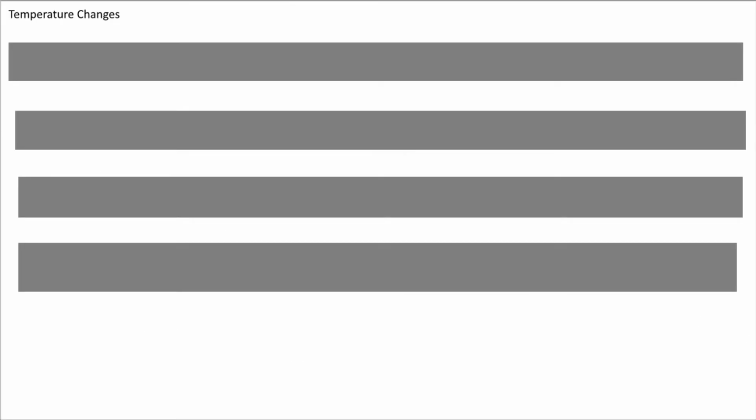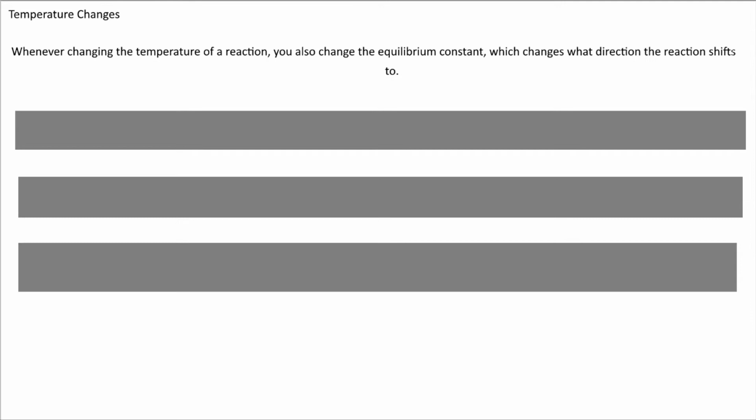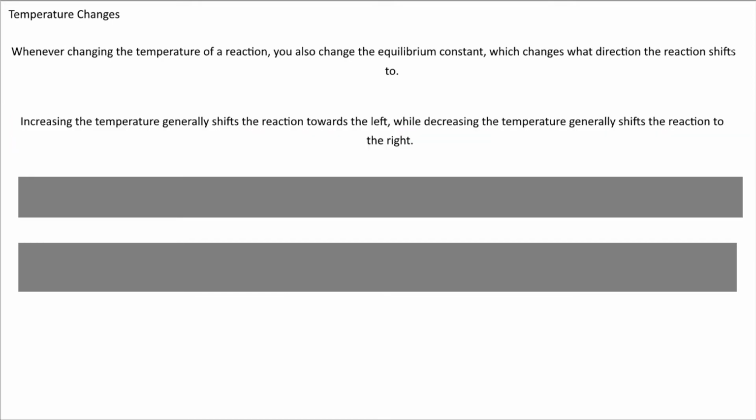And now finally, the last thing about today's lecture is temperature changes and how temperature impacts an equilibrium reaction. So whenever you're changing the temperature of a reaction, you're also changing the equilibrium constant, which changes what direction the reaction shifts to, as we discussed before. So when you increase the temperature, you're typically shifting the reaction towards the left. And when you're decreasing the temperature, you're typically shifting the reaction towards the right.